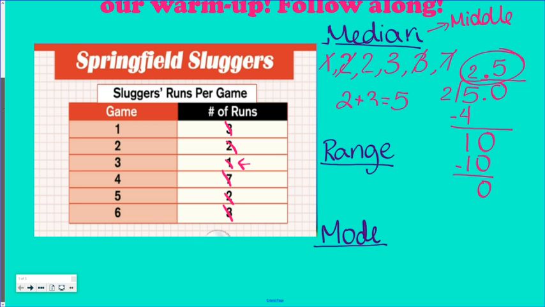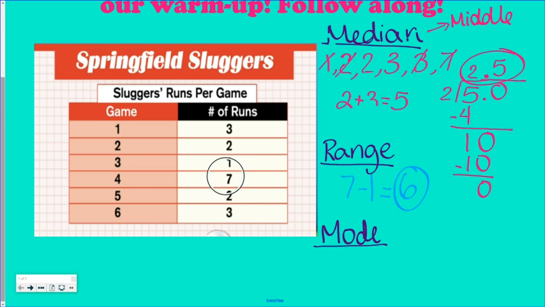Let's talk about range. Range is the difference between my biggest number and my smallest number. So if I'm looking at my data points, my biggest number was the 7, and my smallest number is 1. So we're going to subtract those. 7 minus 1 is 6. So that's my range.